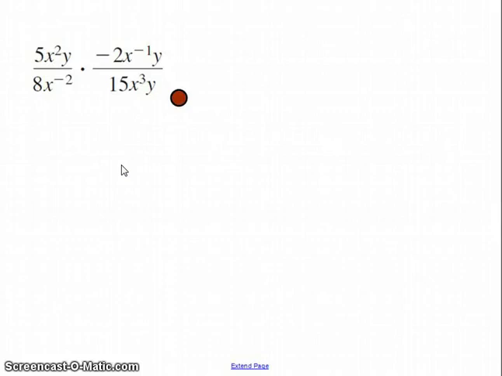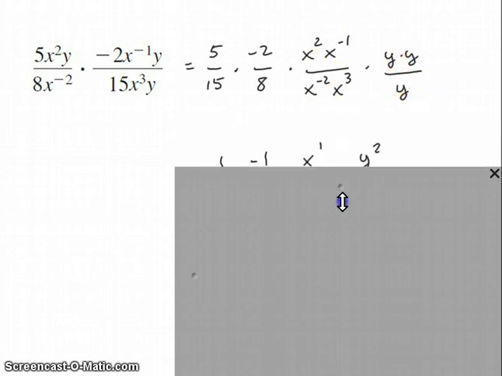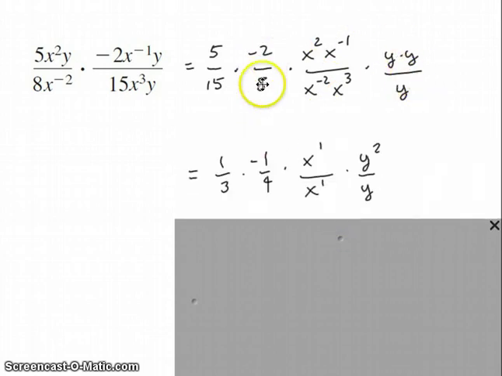My recommendation, if you get something as complicated as this, is to arrange numbers and variables in ways that make them easy to simplify. So I put the 5 over the 15, and I made a separate fraction. As long as I'm multiplying, I can do this with 2 over 8, because those are simplifiable. I put all the x's together, and I put all the y's together. Look what happens. 5 over 15 becomes 1/3. Negative 2 over 8 becomes negative 1/4.